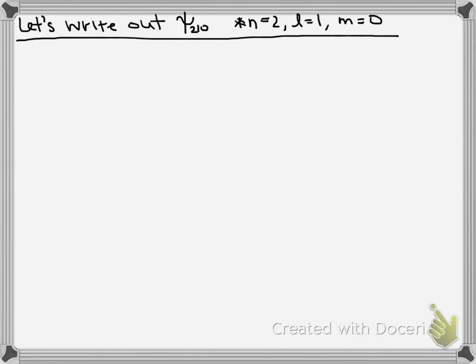All right, so let's write out this wave function. So we want to write out psi 2 1 0, which is going to be the radial function for 2 1 times the spherical harmonic of 1 0.